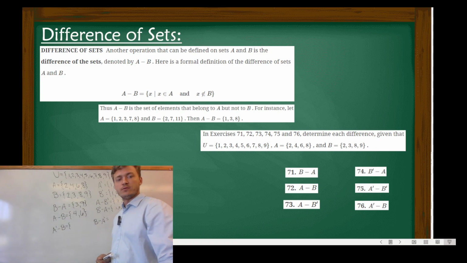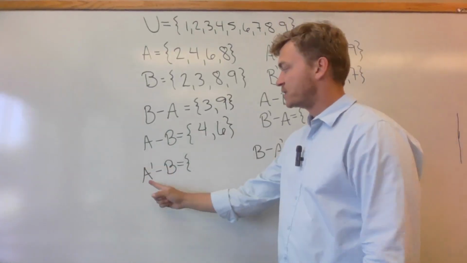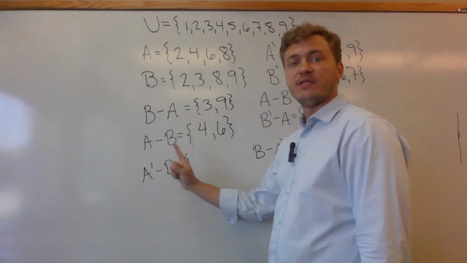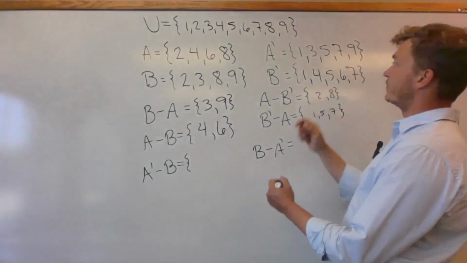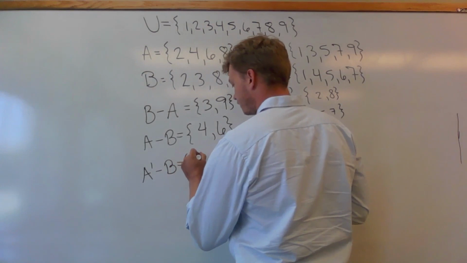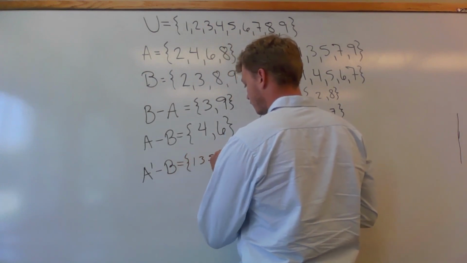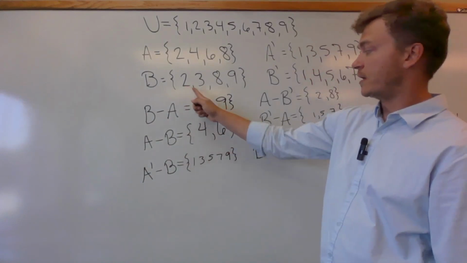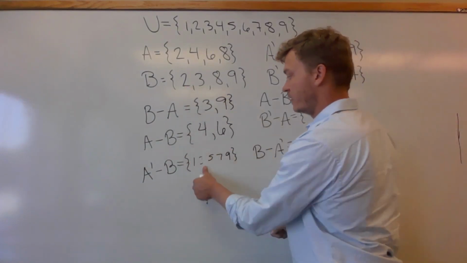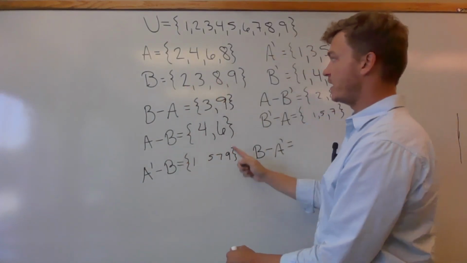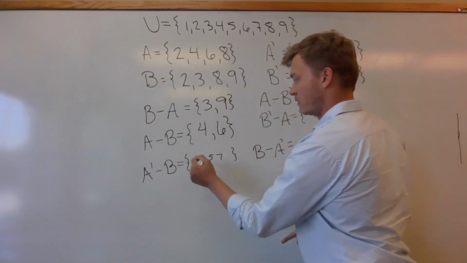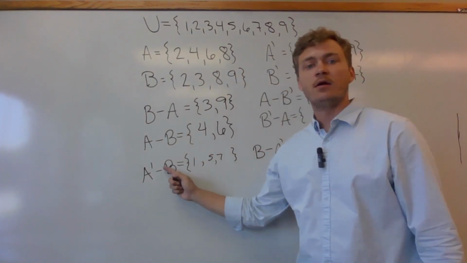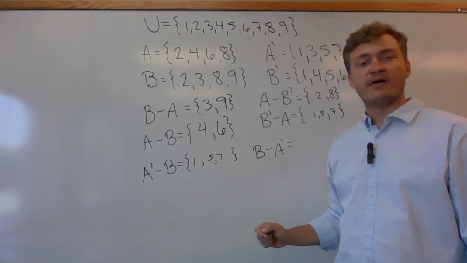So we'll go back to, if we're doing A complement minus B, start with A complement, 1, 3, 5, 7, 9. Take away B. Take away a 2, take away a 3, take away an 8, take away a 9. So A complement minus B, 1, 5, and 7.